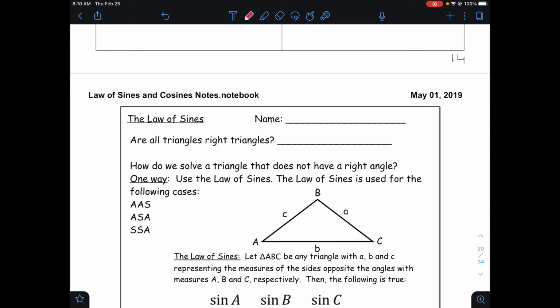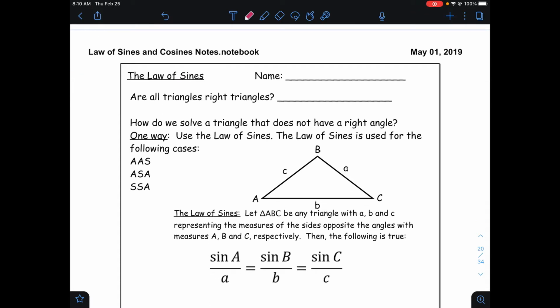So far we've really only been working with right triangles. We learned about the Pythagorean theorem, which deals with right triangles. We learned about special right triangles such as 45-45-90 and 30-60-90. And then we learned about the trig ratios, SOHCAHTOA, which also only deals with right triangles. So far, we've learned a bunch of different calculations about right triangles.